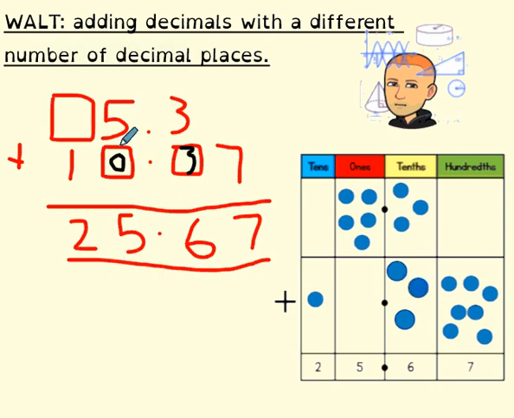Finally, something add 1 ten gives me 2 tens. So I need to add 1 further 10 to give me my answer, and I need to put that missing digit in here like so. So I've worked out that 15.3 add 10.37 gives me 25.67. Nice and straightforward, hopefully.